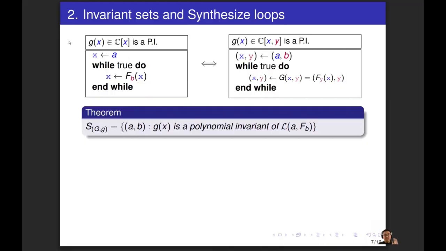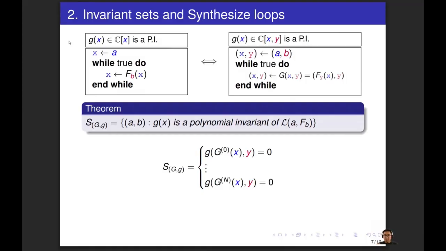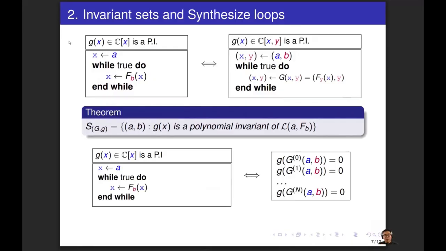So g is the invariant of the first loop when the initial value a and the parameter of that map is inside the invariant set of the polynomial map of the second loop and polynomial g. And you can easily see that this invariant set is defined by these finitely many polynomial equations. If you plug the initial value and the parameter inside these equations, then you obtain this one, which means that every solution of the finitely many polynomial equations shown here gives you one correct value for these parameters b, such that if you plug those values inside these parameters, the synthesized loop satisfies this given invariant.